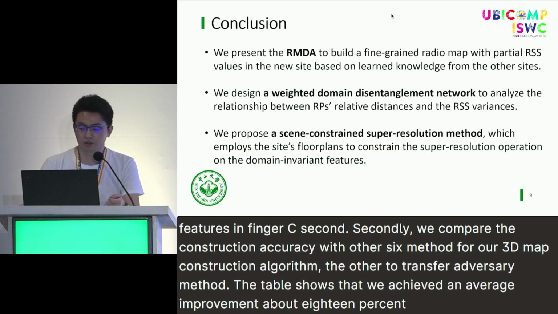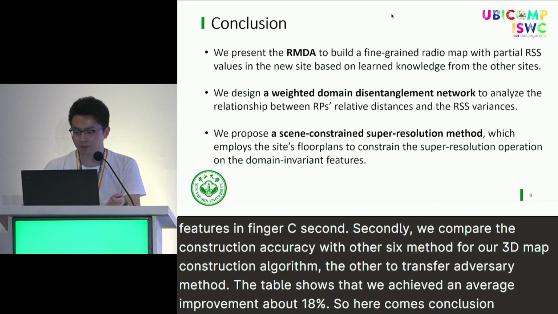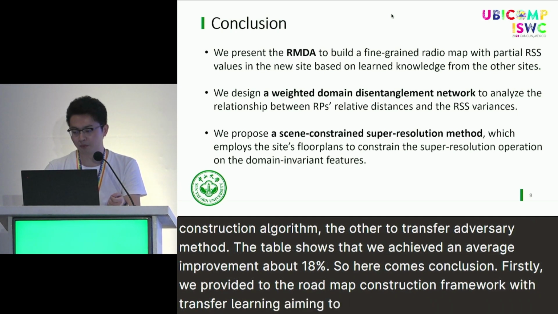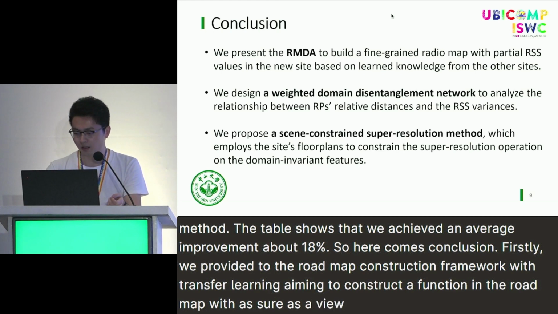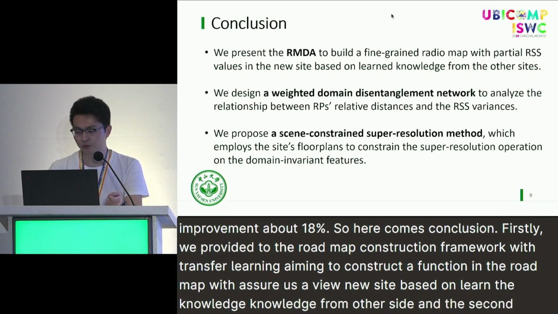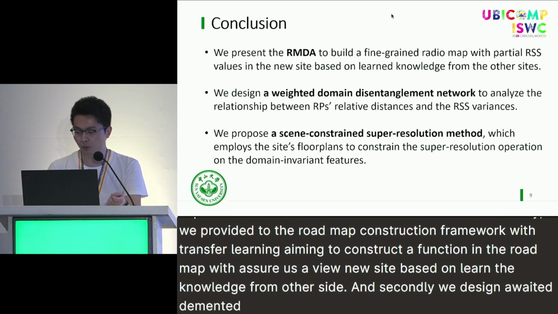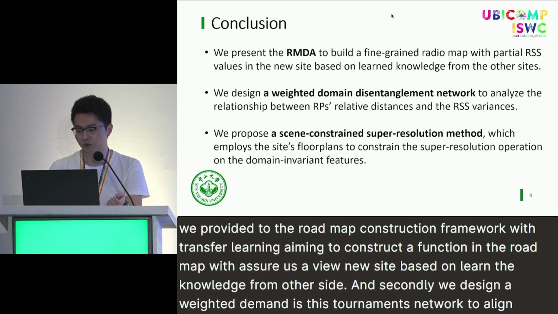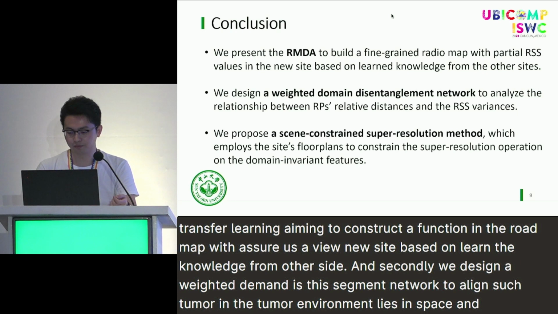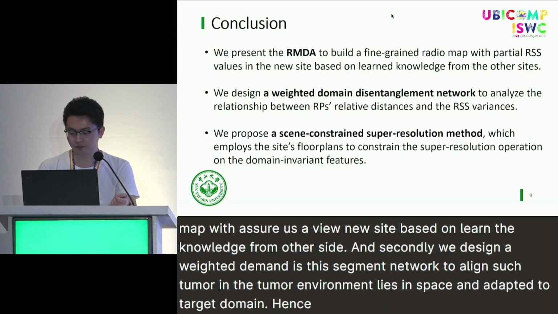So here comes the conclusion. Firstly, we present a radio map construction framework with transfer learning, aiming to construct a fine-grained radio map with partial RSS in a new site based on learned knowledge from other sites. And secondly, we design a weighted domain disentanglement network to align the source domain in the domain-invariant latent space and adapt to the target domain. Hence, we achieve successful transfer of the construction model between domains.